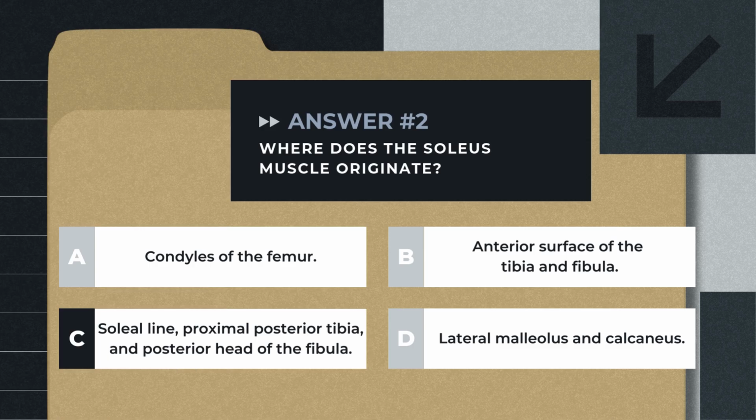The correct answer is C. Soleal line, proximal posterior tibia, and posterior head of the fibula.